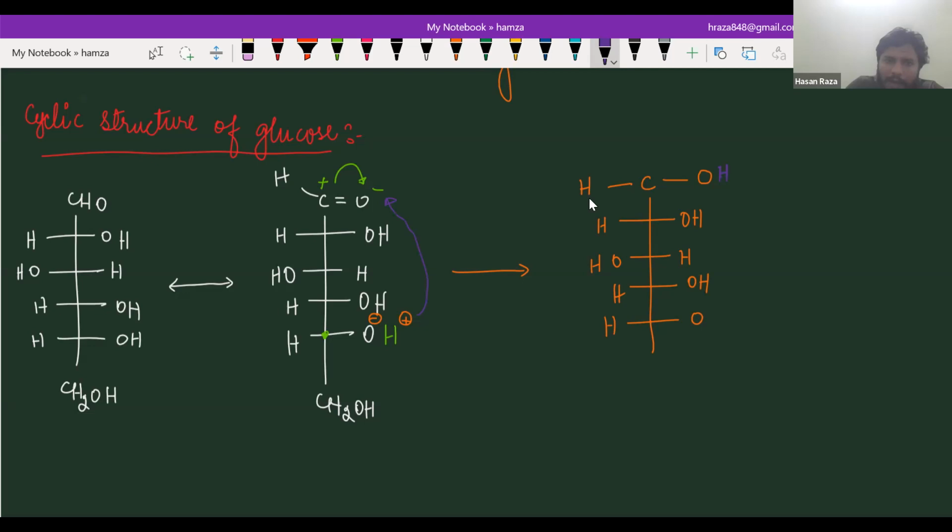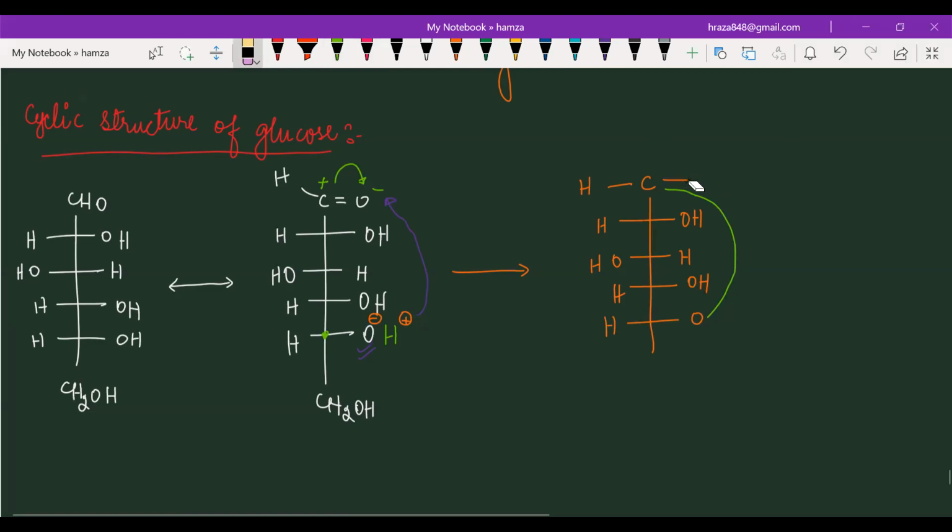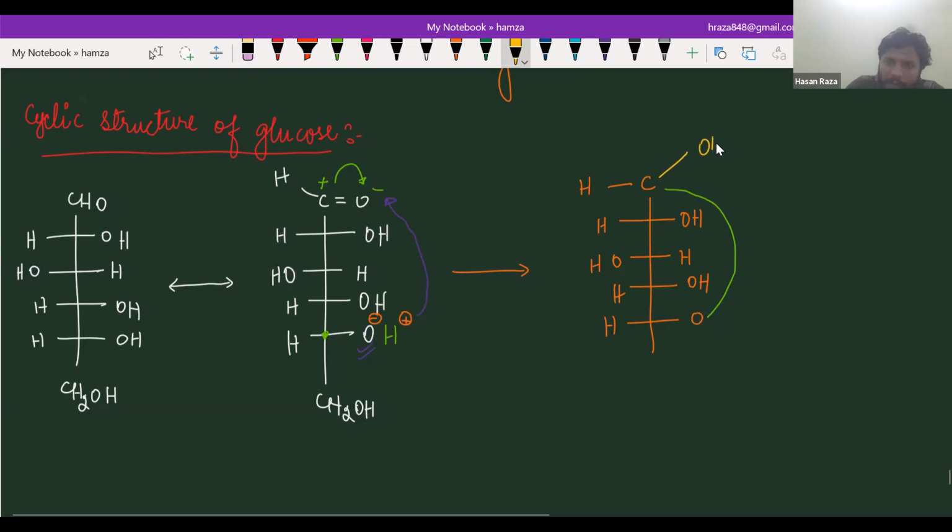And this carbon is positive and this oxygen is negative. So what will happen? This will be connected like this. Is that clear, everyone? Please let me know. Yes, sir. Very good. So it will be like OH, and I am going to write this like this is C and this OH and this is H.